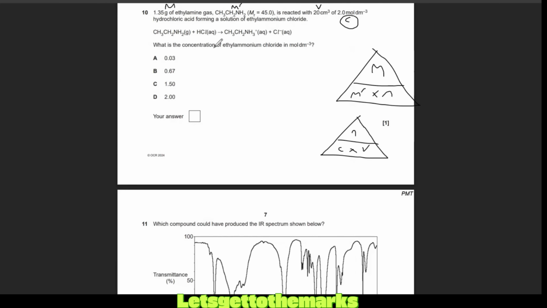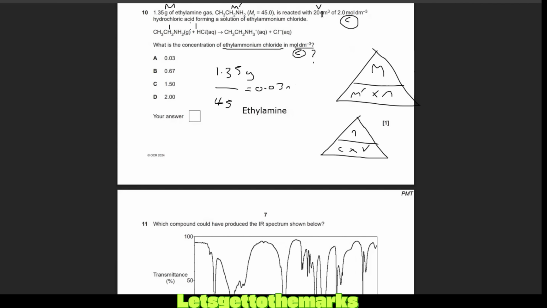Okay, what's the question? What is the concentration of ethyl ammonium chloride in moles per decimeter cubed? So we're after a concentration of ethyl ammonium chloride, which is this product here. We know the ratio is 1:1. Let's work out how many moles we've got of each of our reactants and work out if they're the same or if one is in excess and one is limiting. So first of all, 1.35 grams over 45, we've got 0.03 moles. And that is ethylamine. Oh my days. So we've got 0.03 of ethylamine.